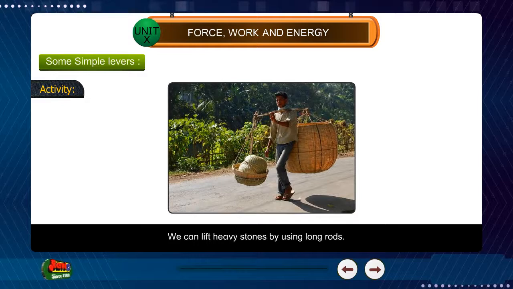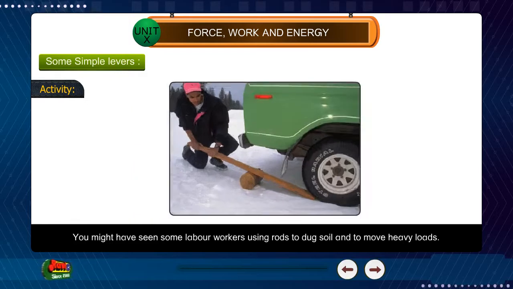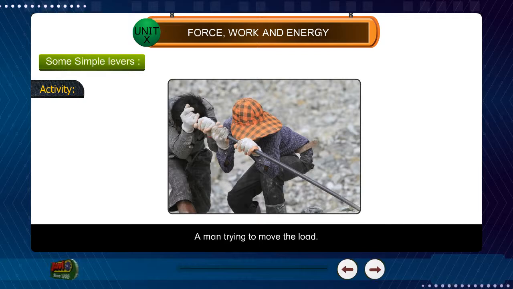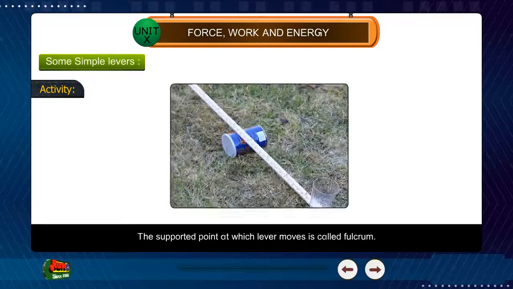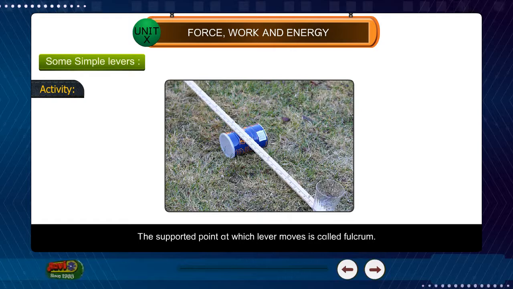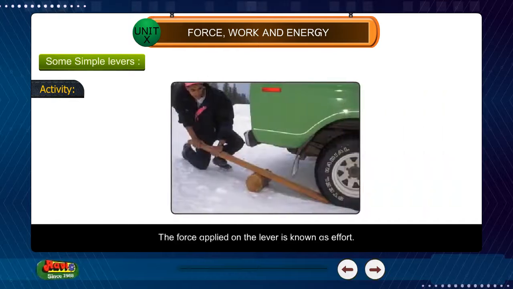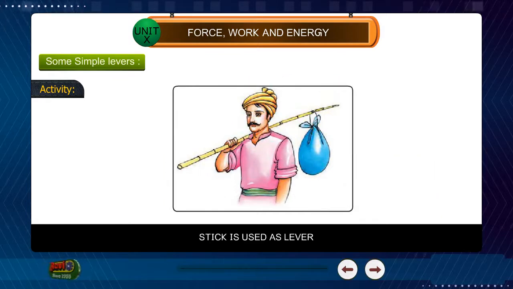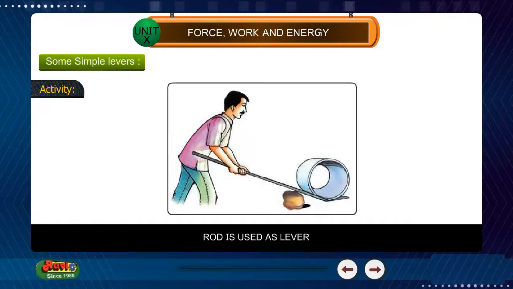We can lift heavy stones by using long rods. You might have seen some labor workers using rods to dig soil and to move heavy loads. A man trying to move the load. The supported point at which the lever moves is called the fulcrum. The force applied on the lever is known as effort. Stick is used as lever. Rod is used as lever.